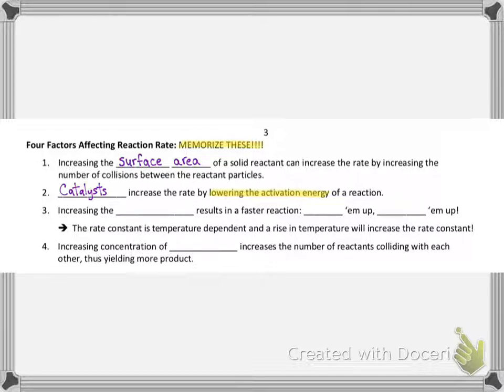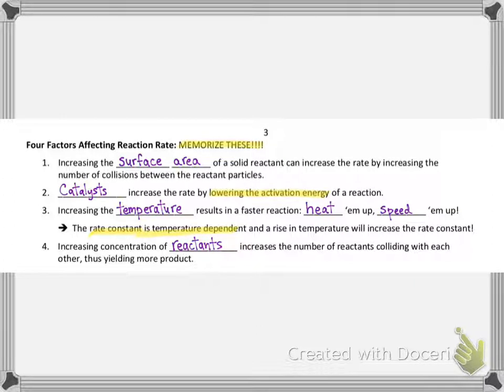All right, the third thing that you can do is increase the temperature. Remember, applying heat is going to be increasing the kinetic energy. So if you heat them up, you speed them up. The rate constant, which we'll talk about shortly, is temperature dependent. So automatically, increasing the temperature increases the rate constant. All right, last but not least, if you increase the concentration of reactants, now there's more reactants colliding with each other, so you get more products. So that's another way to increase the rate.